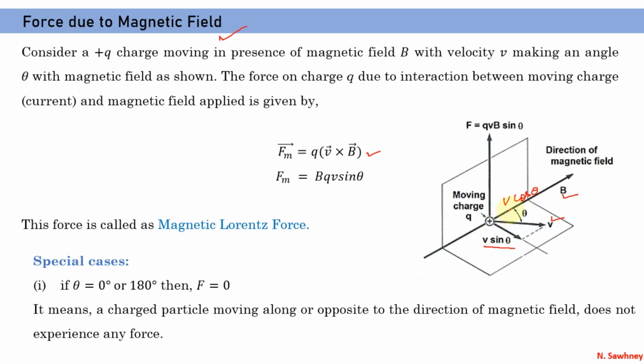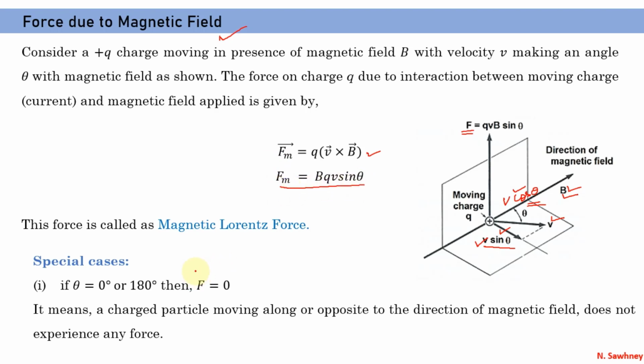V cos theta is along the same direction as the magnetic field, and V sin theta is perpendicular to the direction of the magnetic field. And we are aware that the resultant of the cross product of two vectors in the same direction is 0. So, the cross product due to V sin theta and B leads to the magnitude of the force F, which is perpendicular to the plane of B and V sin theta. This force is called as magnetic Lorentz force.